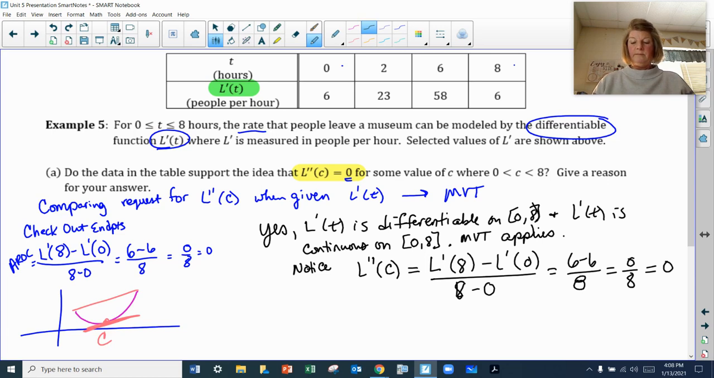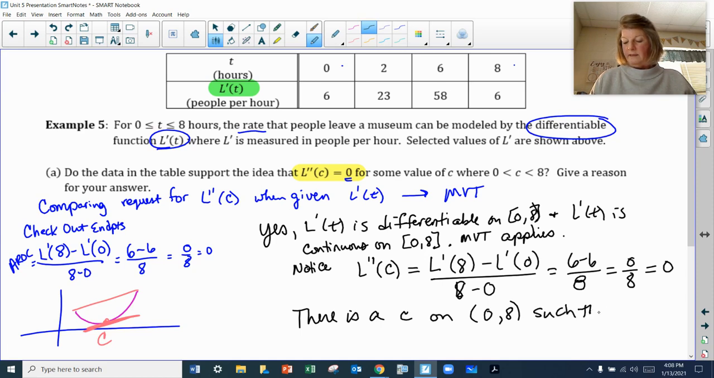So yes, L prime is differentiable. And yes, there is a C on open interval 0 to 8, such that, because I just want to make sure I answer the question, L double prime of C equals 0. I think that covers it.